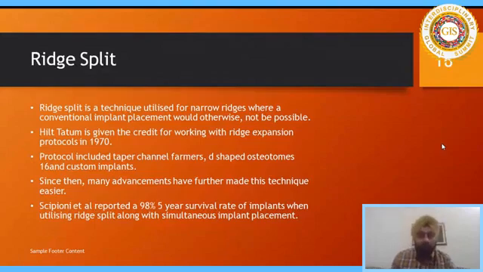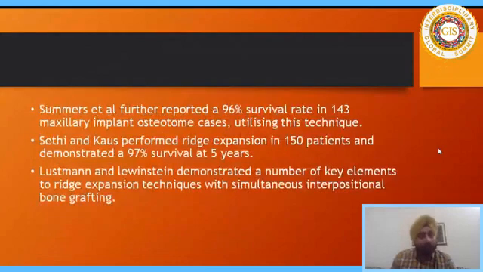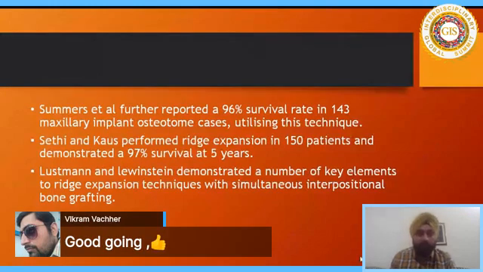Scipioni et al. reported a 98% 5-year survival rate of implants when utilizing ridge split along with simultaneous implant placement. Summers et al. further reported a 96% survival rate in 143 maxillary implant osteotome cases. Sethi and Kaus performed ridge expansion in 150 patients, and they also achieved a 97% survival rate at 5 years. Lustmann and Lewinstein demonstrated a number of key elements to ridge expansion technique with simultaneous interpositional bone grafting. We can also use interpositional grafting, or if the jumping distance is less than 2 mm, we can just leave it as such.